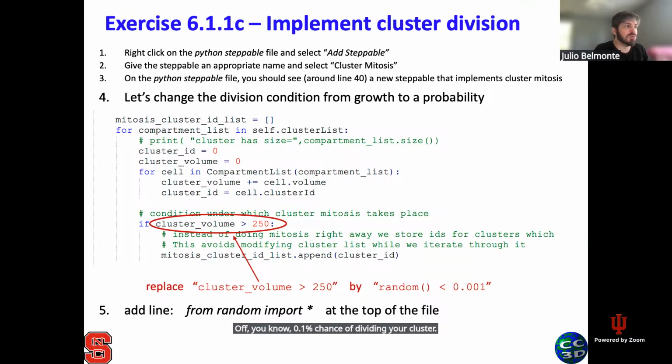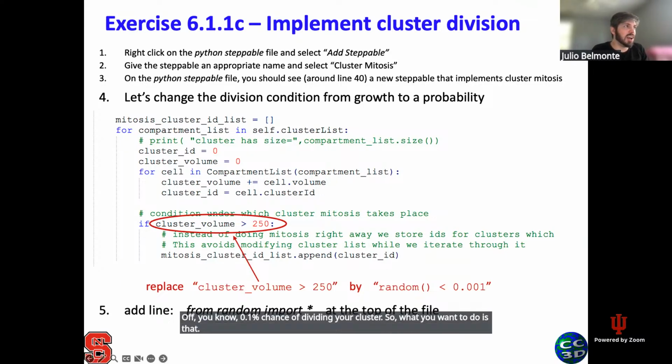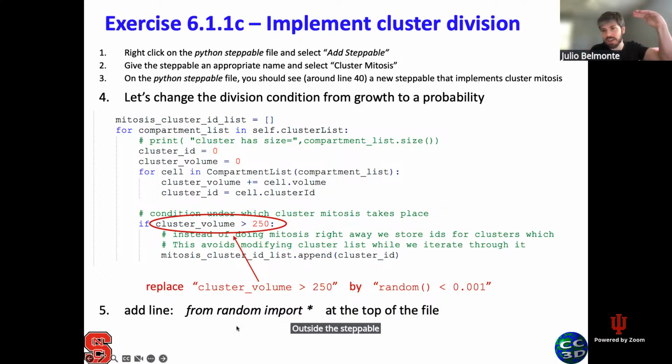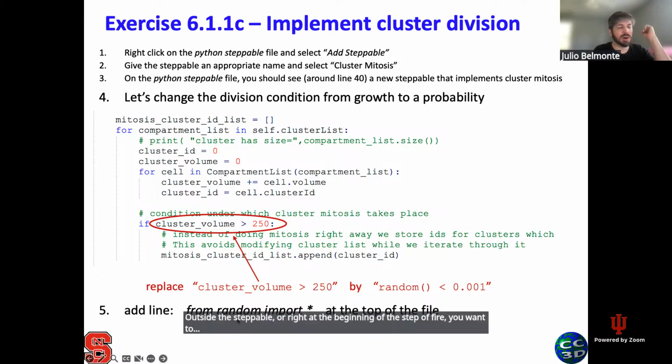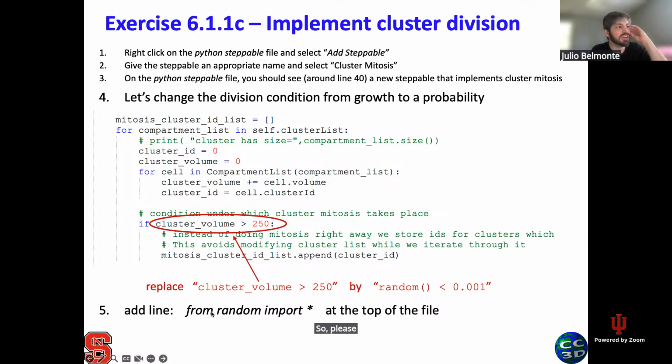Okay. So what you want to do is that outside the steppable or right at the beginning of the steppable file, you want to import the random library from Python. So please add the line from random import star, okay? And then change this condition here. Instead of if cluster volume bigger than 250, you want to replace that with if random less than 0.001. Please do that and let me know if you have done this.